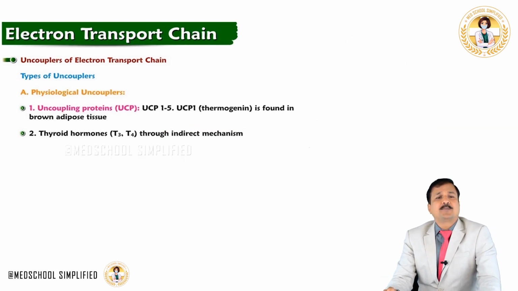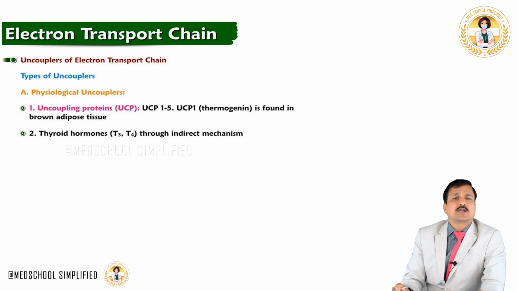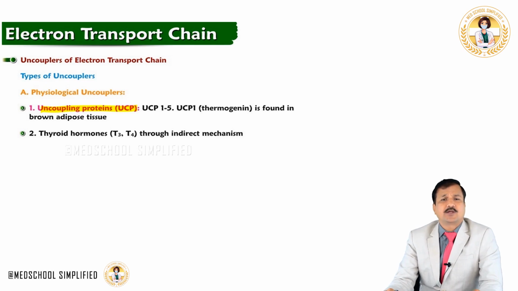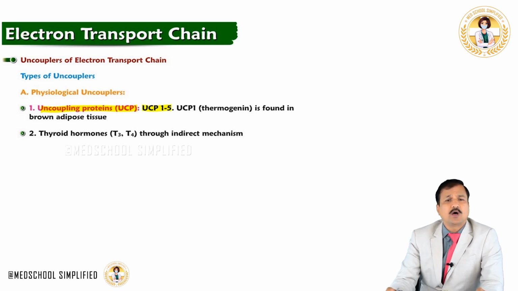Now, what are the examples of uncouplers? Examples of uncouplers can be grouped under physiological uncouplers and chemical uncouplers. Let's look at physiological uncouplers first. Physiological uncouplers are uncoupling proteins which are embedded in the inner mitochondrial membrane in different tissues. These uncoupling proteins range from uncoupling protein 1 to uncoupling protein 5.